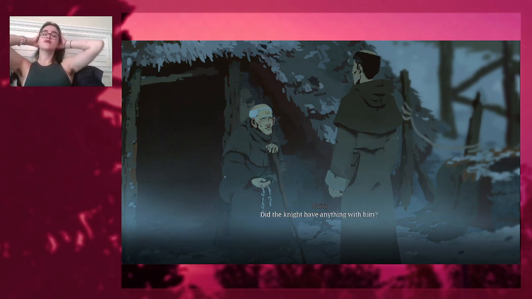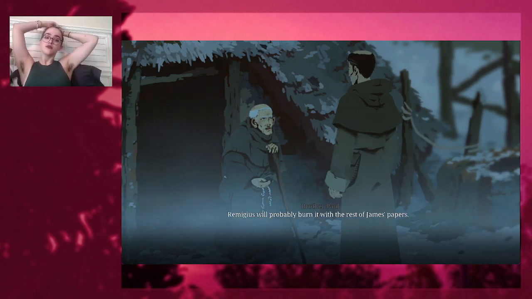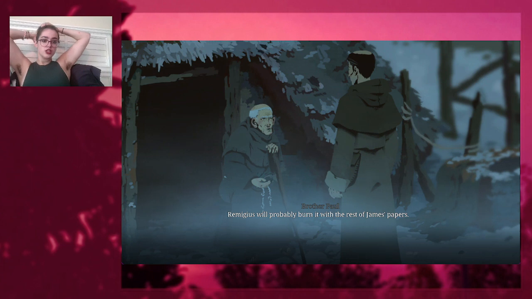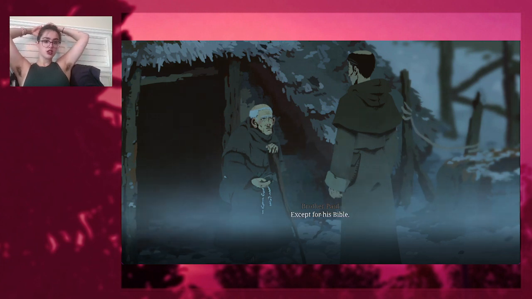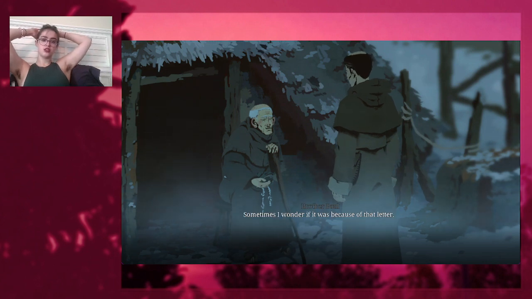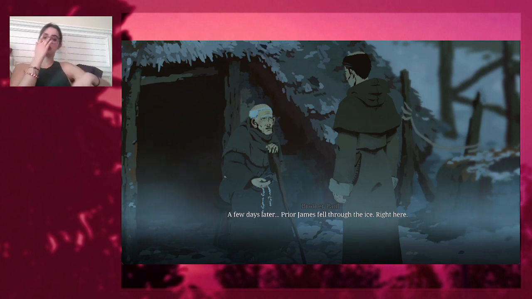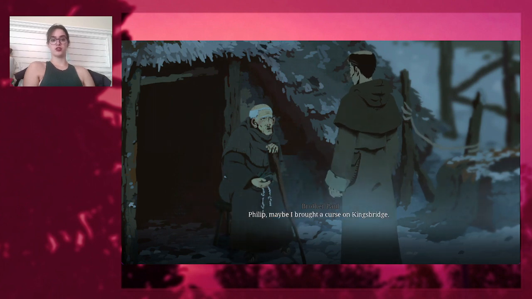Did the knight have anything with him? There was a letter. I gave it to Prior James. Remigius will probably burn it with the rest of James's papers. James insisted that all his books and documents shall be burnt after his death, except for his Bible. I heard about this. I think that would be unwise. Sometimes I wonder if it was because of that letter. A few days later, Prior James fell through the ice. Right here, Philip. Maybe I brought a curse on Kingsbridge.